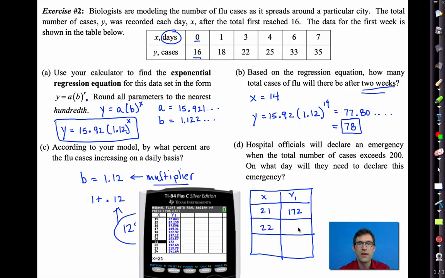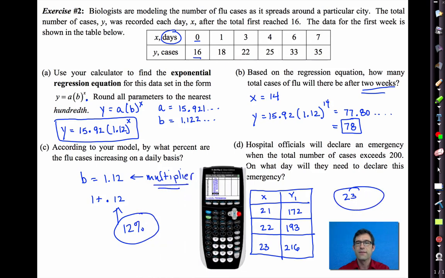At 22 days, I'm at 193, let's say rounded. At 23 days, I'm at 216. So it looks like on the 23rd day, right? The 23rd day, they're going to have to declare an emergency. Not quite on the 22nd, but on the 23rd.